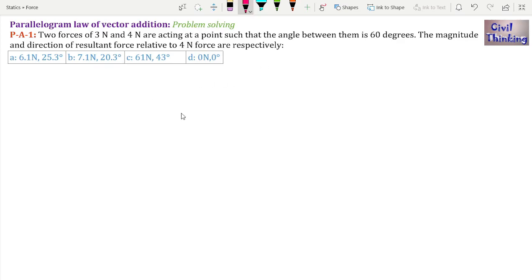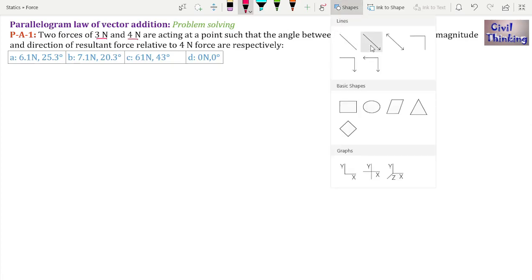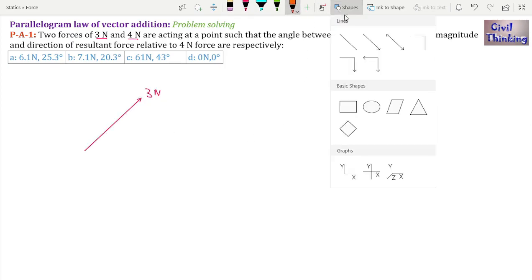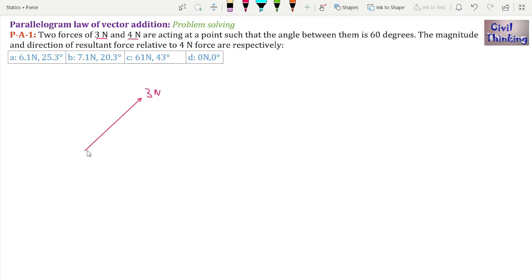Now we have two forces given, 3 Newton and 4 Newton. Let me say this is 3 Newton, and let me say this is 4 Newton, and the angle between them is 60 degrees. The magnitude and direction of the resultant force. Now we have to find the magnitude of the resultant of these two, right?